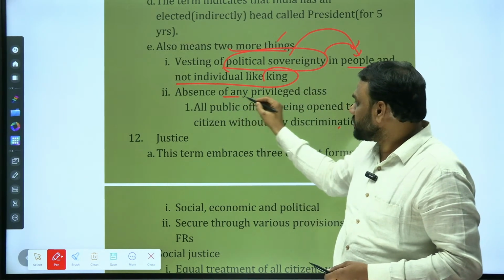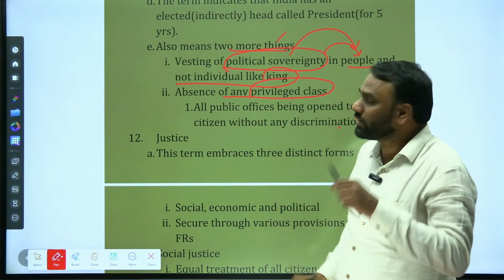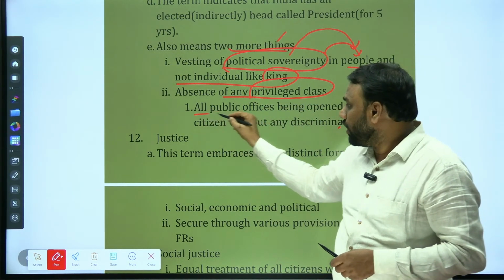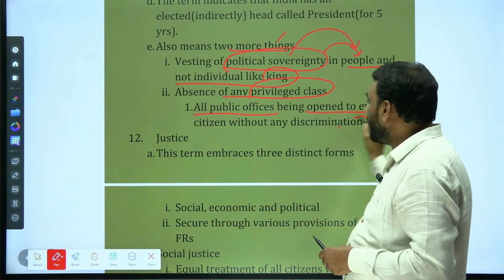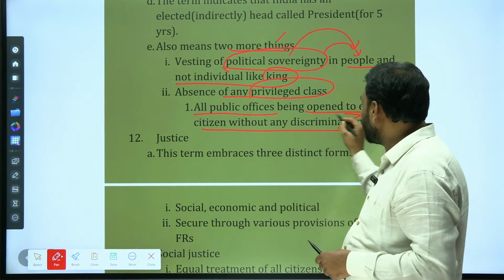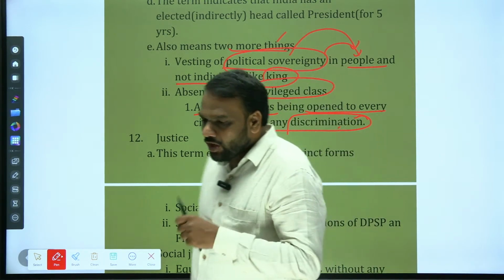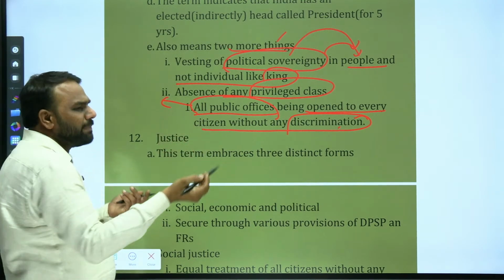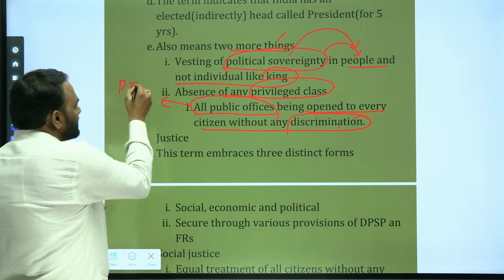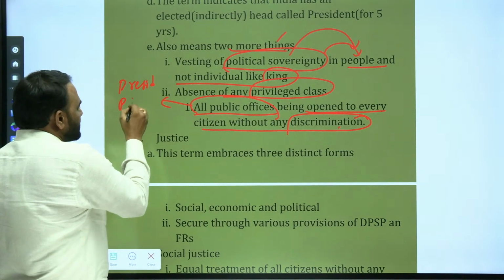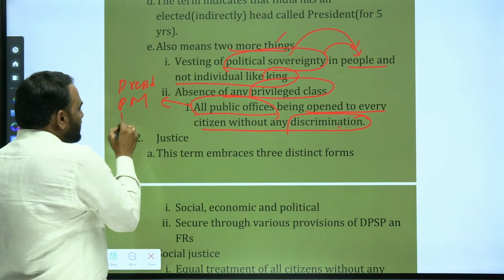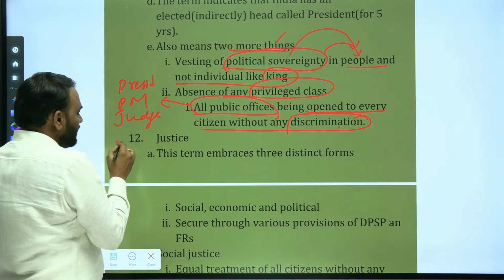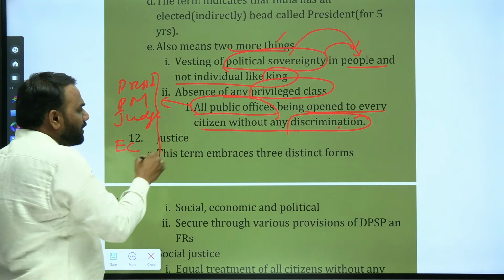Next, absence of any privileged class. So the word republic also means absence of any privileged class. It means all public offices being open to every citizen without any discrimination. So all public offices, it has a deeper meaning. Some examples I will take. President, it's a public office. Next, prime minister, it's a public office. Next, judge of Supreme Court. Next, I'll take election commissioner. So all these are public offices.